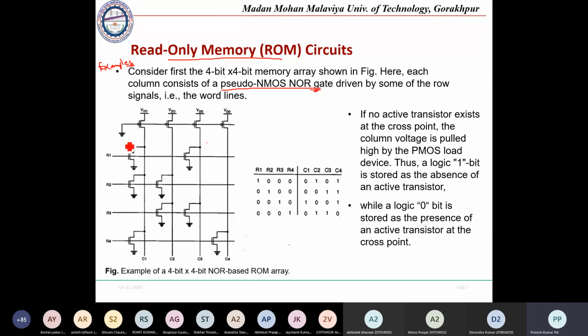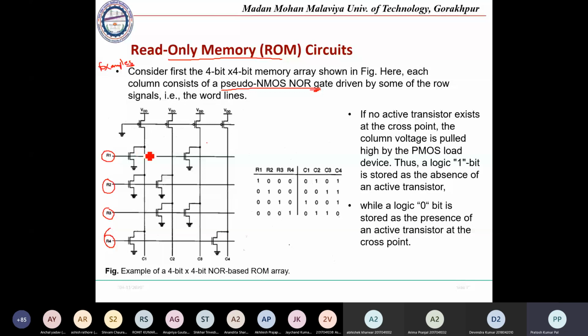Here we see 4 columns, and each column is connected to a PMOS, and this PMOS gate terminal is connected to 0. That means these PMOS are always on, so the columns are always having a value of 1 or VDD. But there is a role of rows also. The rows R1, R2, R3, R4 will be defining the value to be stored at a particular column.